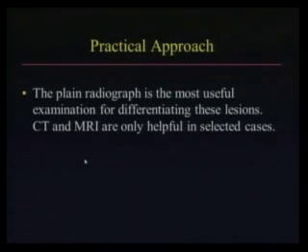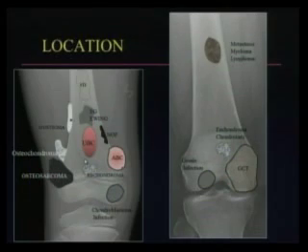All right, so X-ray is the best modality to characterize bone tumors. CT and MRI may help you in some situations, for staging, or to evaluate the soft tissue component.